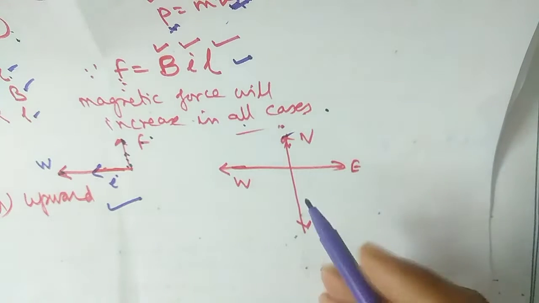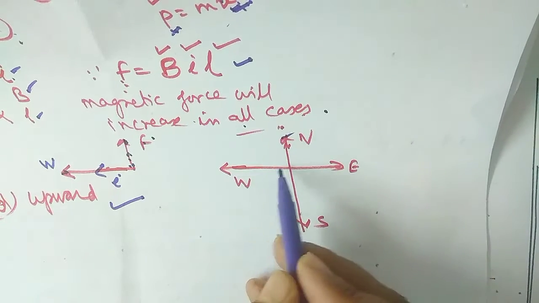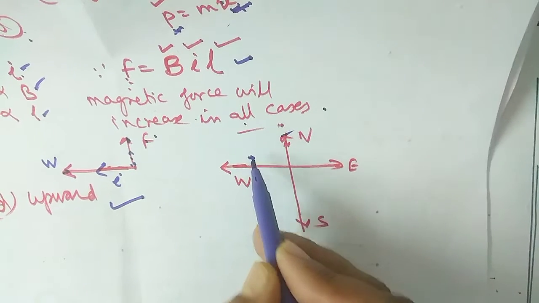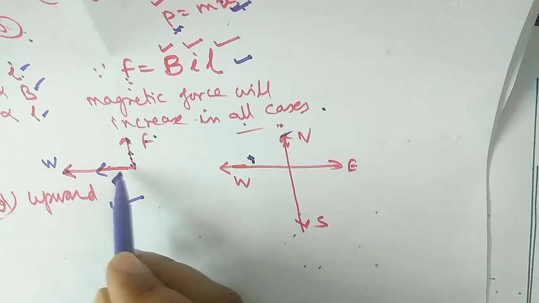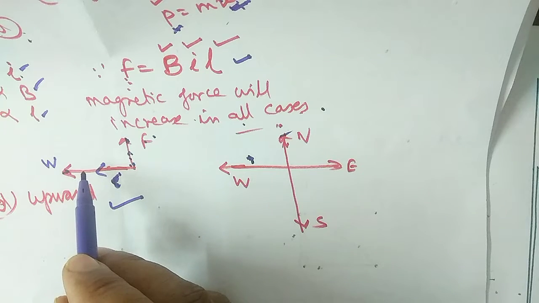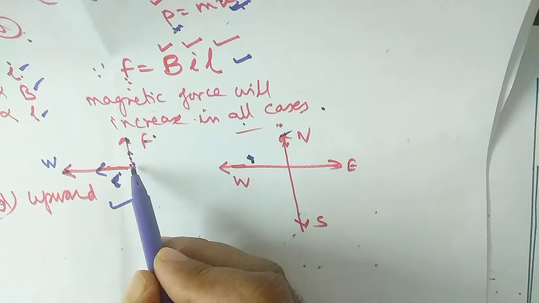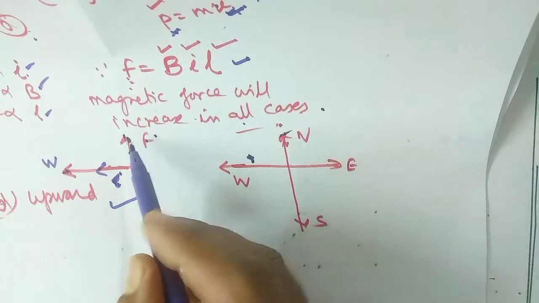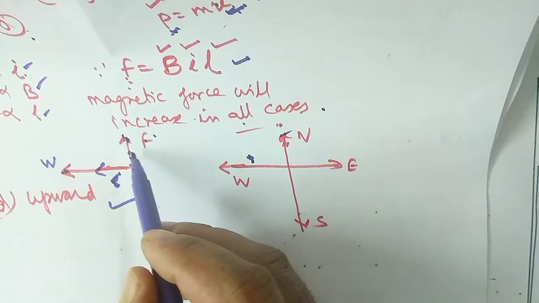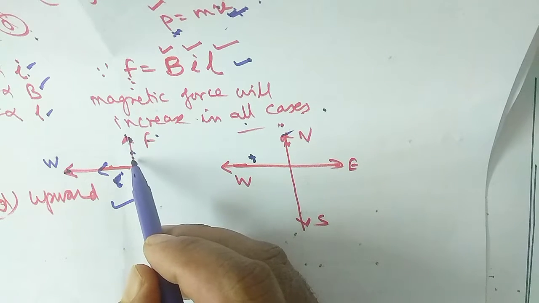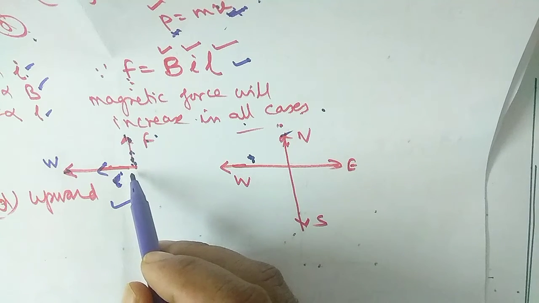Now come to question number 3. A positively charged alpha particle is projected towards west. This is the direction of the positive charge particle, and the direction of the positive charge is the direction of the current also. So we can take the direction of the current here in the west direction. It is deflected towards north, so in north direction the force is there. Now it is asked what is the direction of the magnetic field.